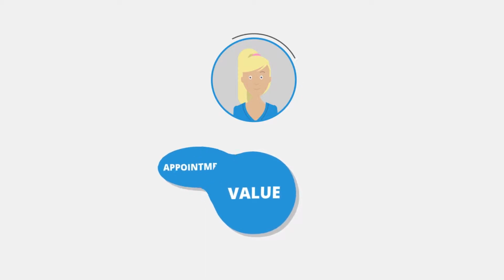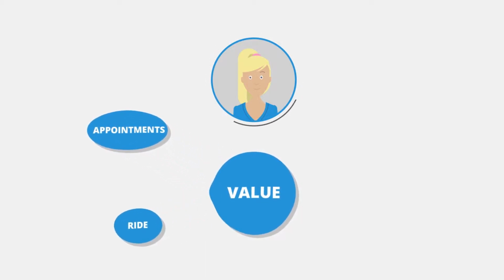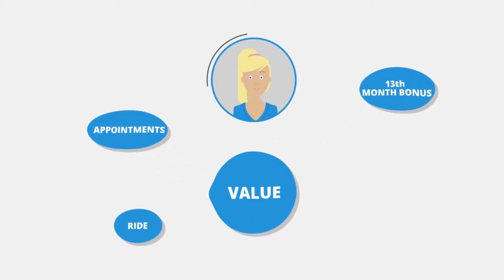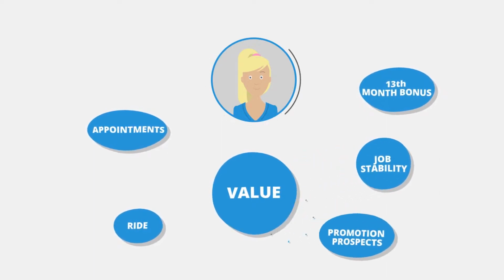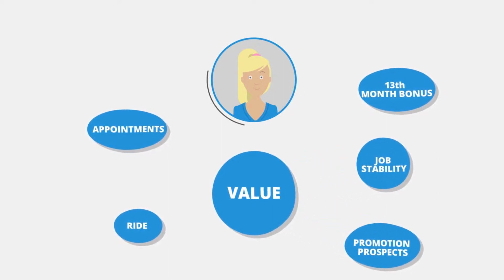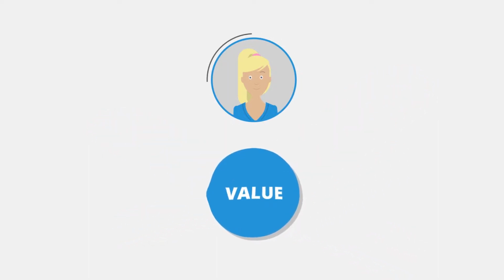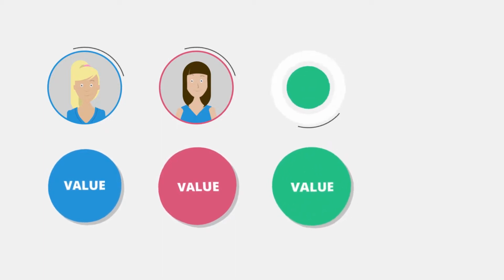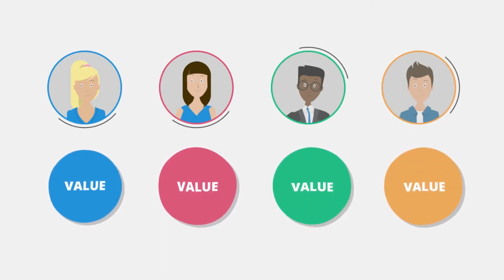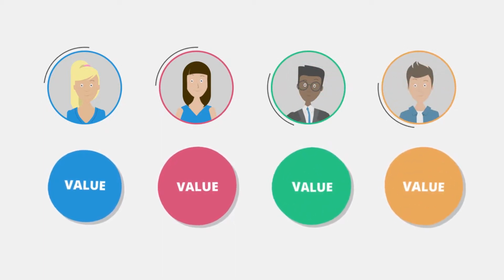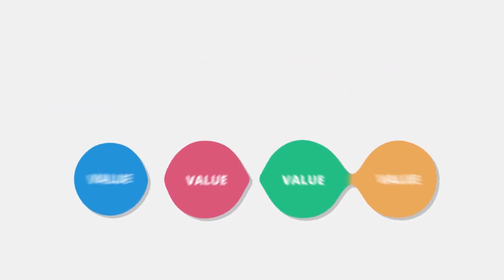Criteria such as appointments, time spent traveling to work, the chance of receiving a 13th month bonus, job stability, and even promotion prospects might be weighted differently for each employee. The differences are even more flagrant between categories of stakeholders because expectations are not the same. Value for a client is not the same as the value expected by a banker, a supplier, a shareholder, or an employee, etc. Value is a central concept within the conception of a business model.